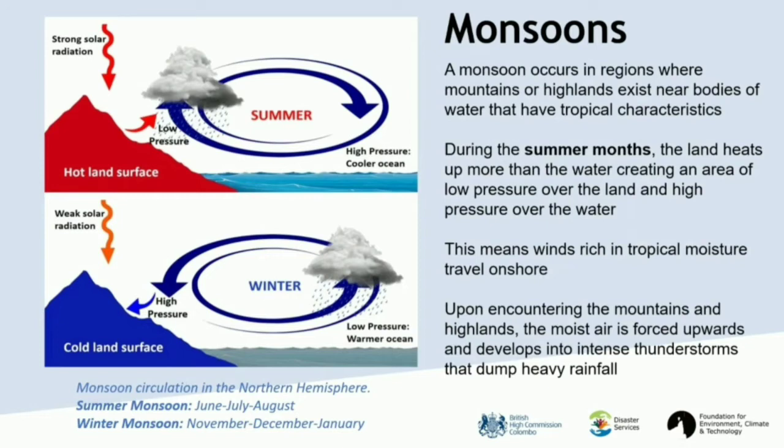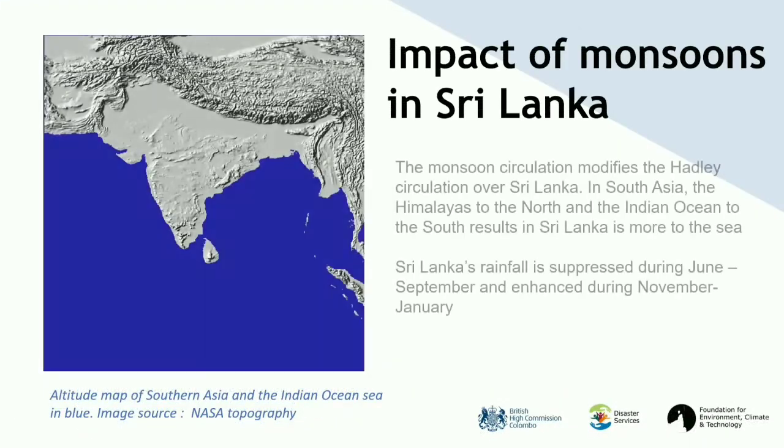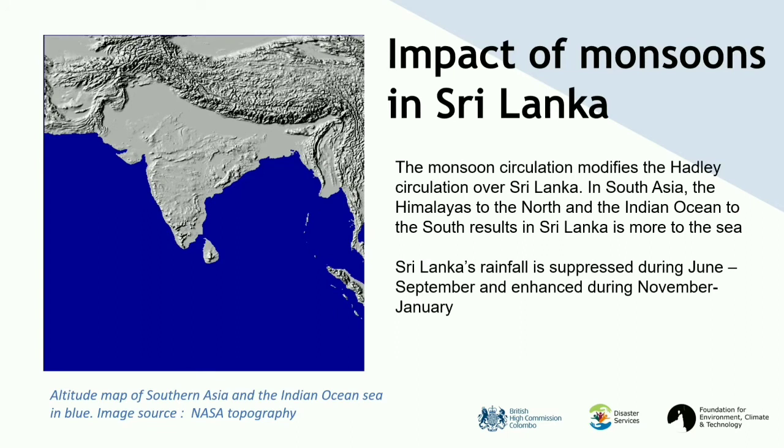This means winds rich in tropical moisture travel onshore. Upon encountering the mountains and highlands, the moist air is forced upwards and develops into clouds that dump heavy rainfall. The monsoon circulation modifies the Hadley circulation over Sri Lanka. Sri Lanka's rainfall is suppressed during the June to September period and enhanced in the November-December to January period.